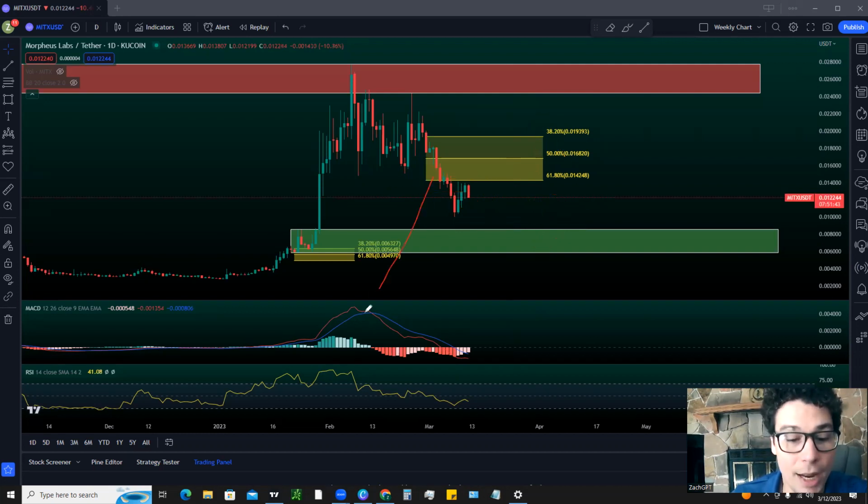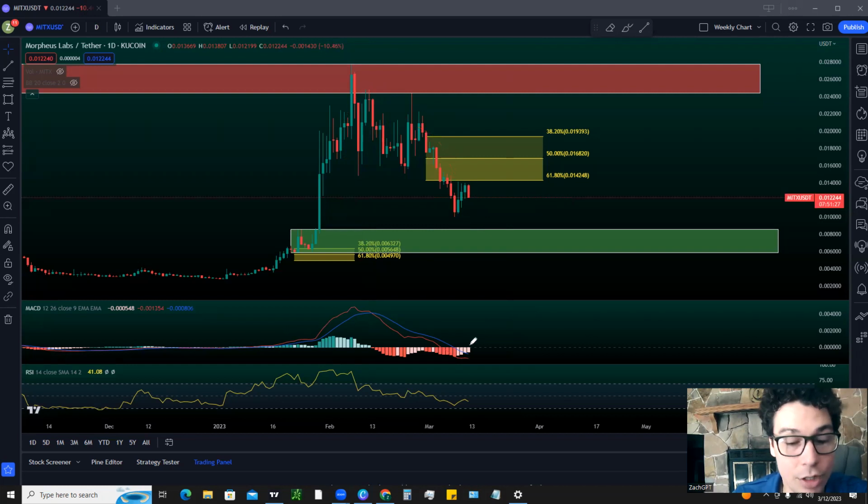Now, when it comes to the MACD, it actually gave us a very good exit signal. And so that's going to be when this red line crosses below the blue line on the MACD. So you can see that happened right at this time period over here. And we've had a significant pullback since that moment. So the MACD is going to be pretty useful.